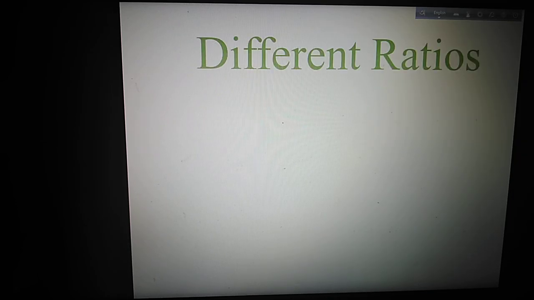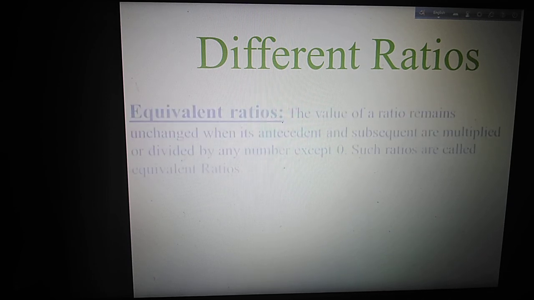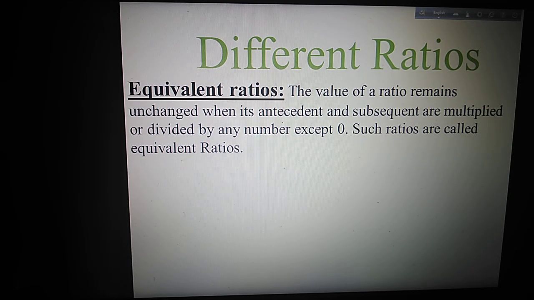Okay, today we will learn also about different types of ratios. At first, it is equivalent ratios. The value of a ratio remains unchanged when its antecedent and subsequent are multiplied or divided by any number except 0. Such ratios are called equivalent ratios.